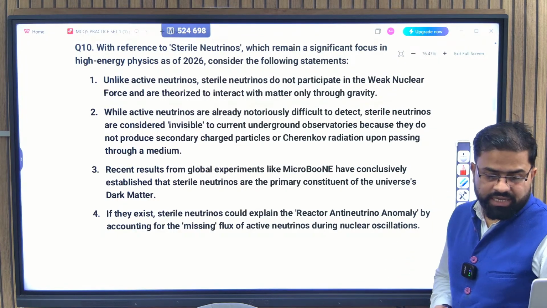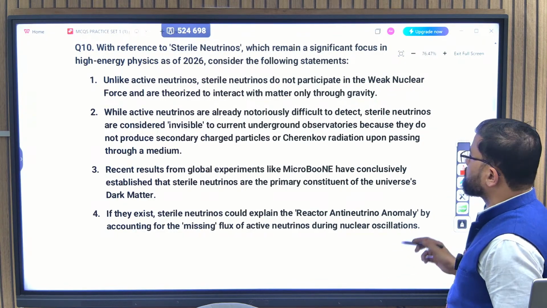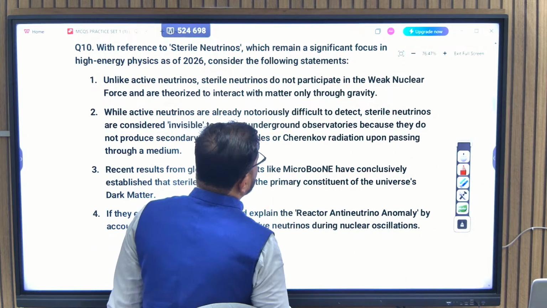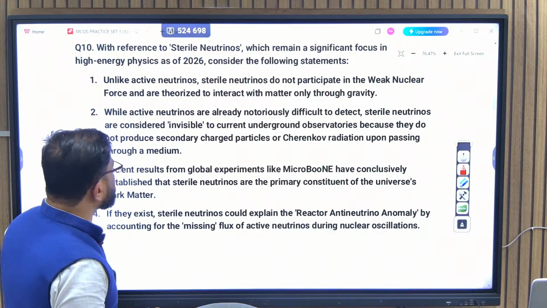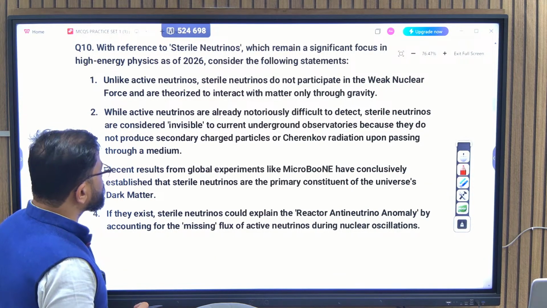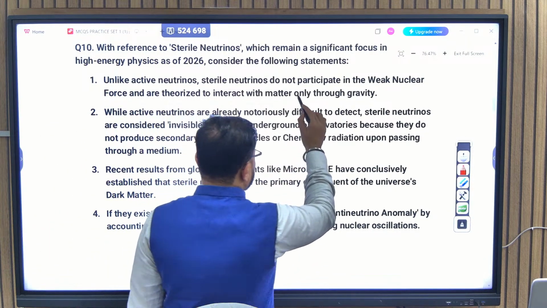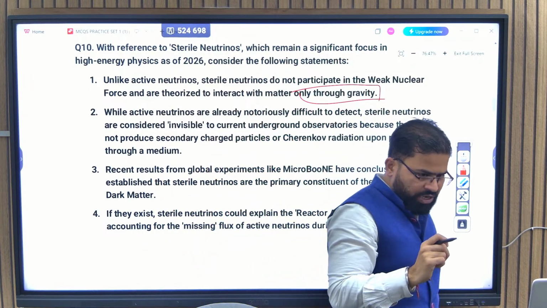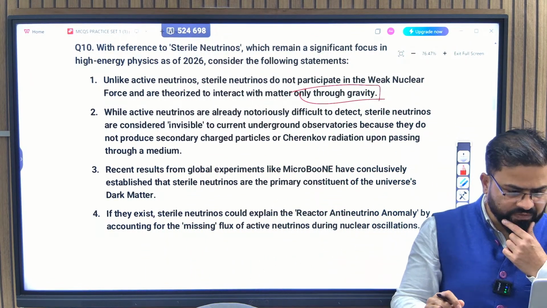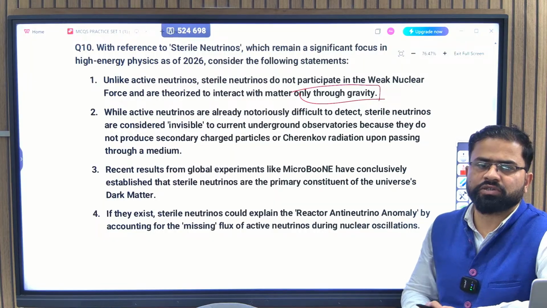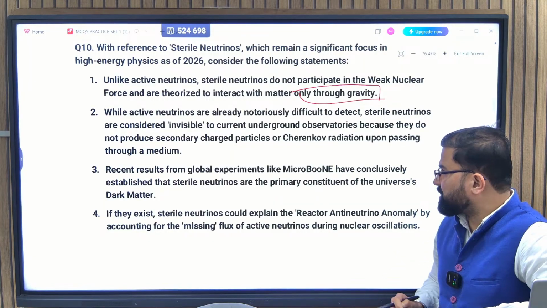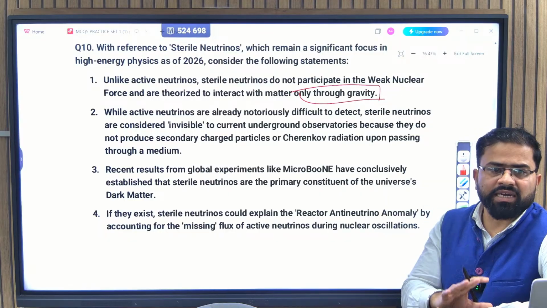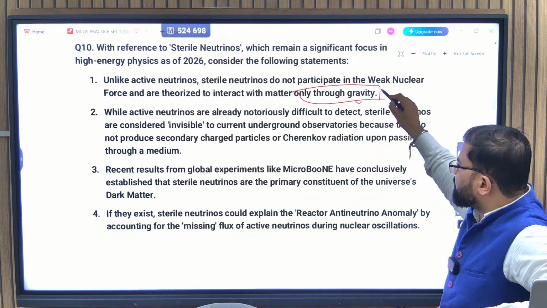We have discussed about the sterile neutrinos. The first statement: unlike active neutrinos, sterile neutrinos do not participate in the weak nuclear force and are theorized to interact with matter only through gravity. Okay, we have discussed that normal neutrinos are very weak in nature, but sterile neutrinos are so weak that they cannot even interact with the weak nuclear force. Yes, they can slightly interact with the gravity forces. So this statement is correct.